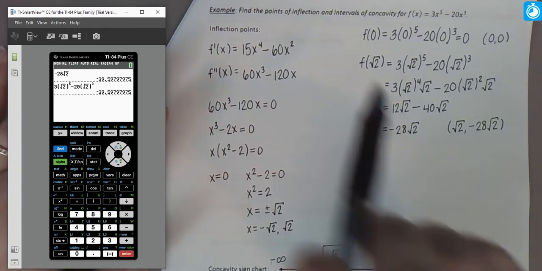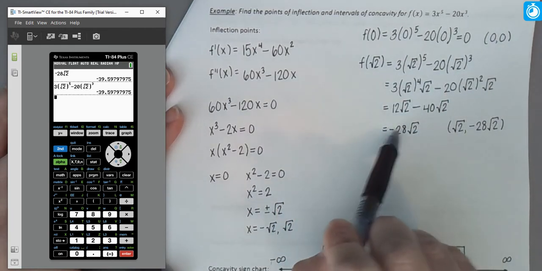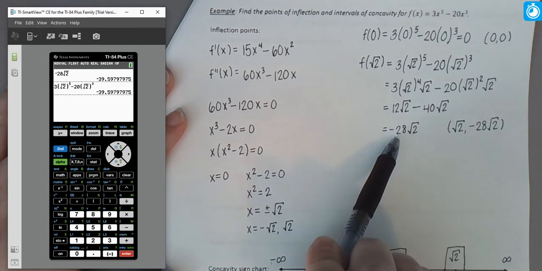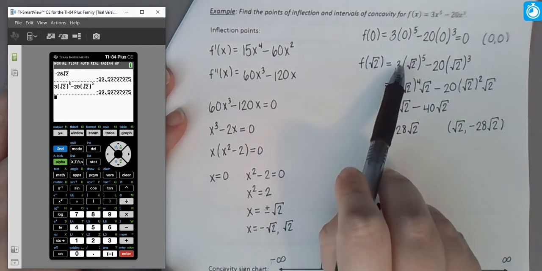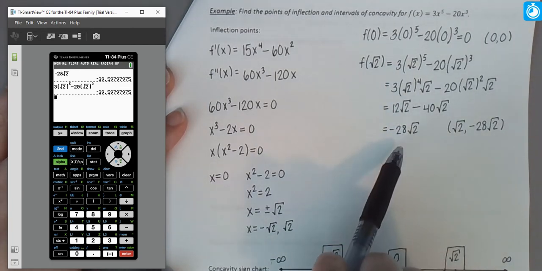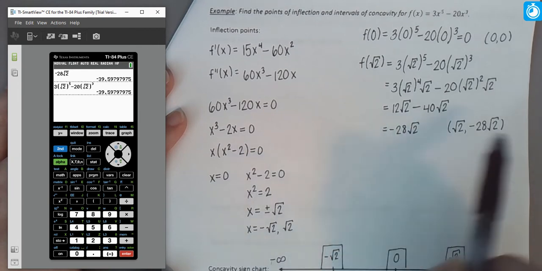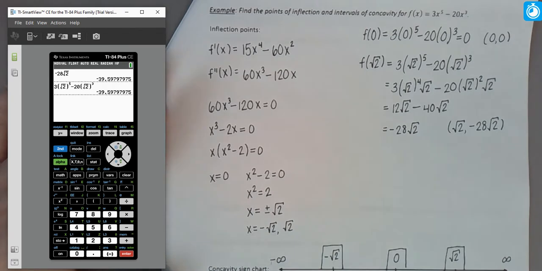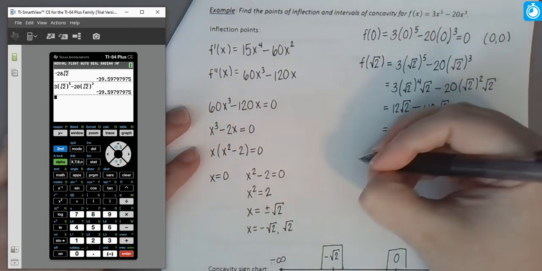Why do they match? Well, we're saying that these are equivalent. We simplified this more complicated expression down to negative 28 root 2. So they should evaluate to the same approximation in the calculator. And that is a confirmation that our simplification is correct. So although the calculator is not going to do the heavy lifting for you there, it will at least allow you to check your answer.